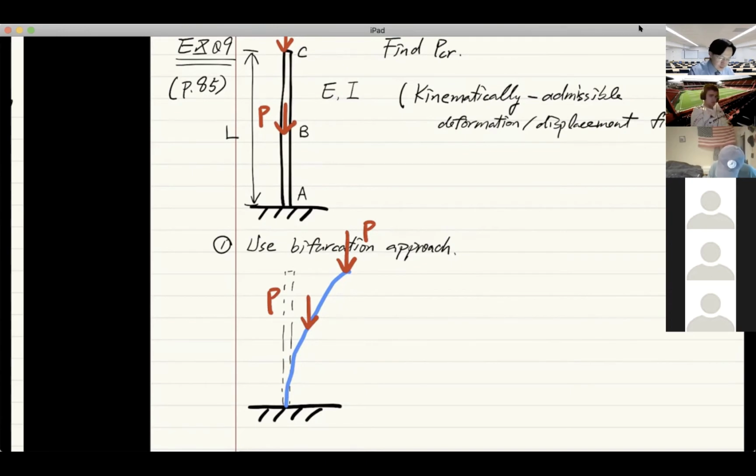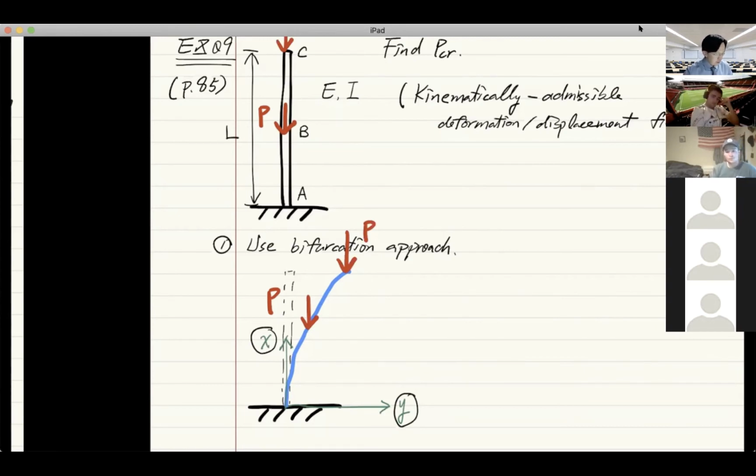What about our coordinate system? We will define the coordinate system like this. Define this to be y, and this way to be x. So that's our coordinate system, which is important because once we define the coordinate system, that means our positive directions for curvature and for slope are all defined.